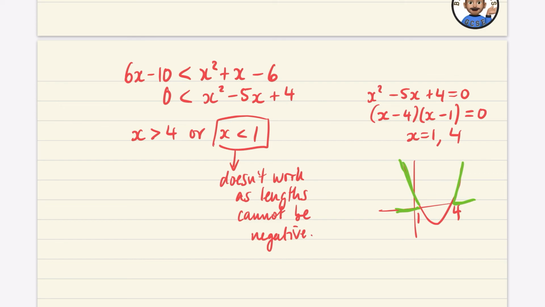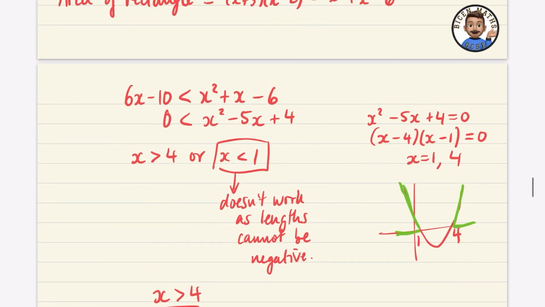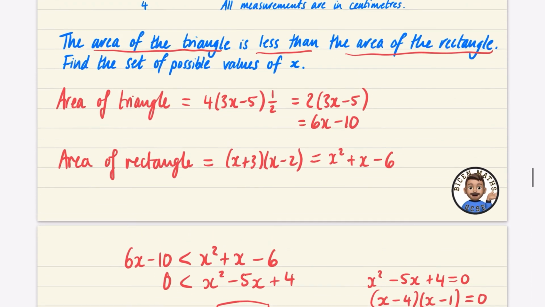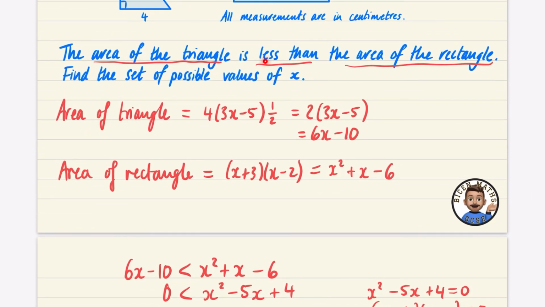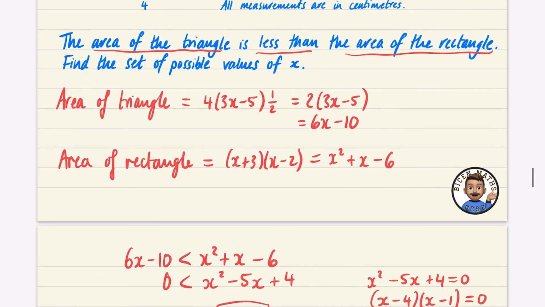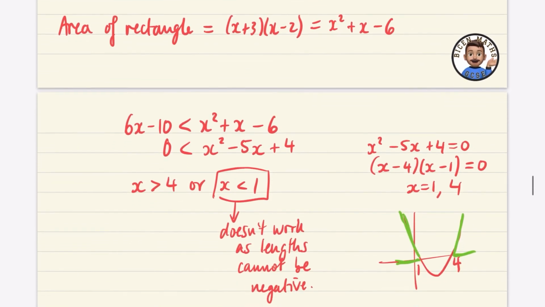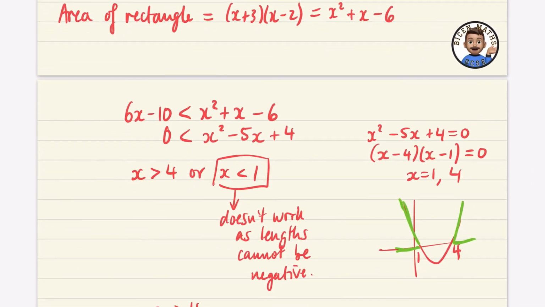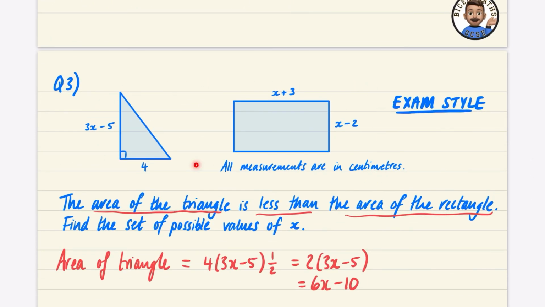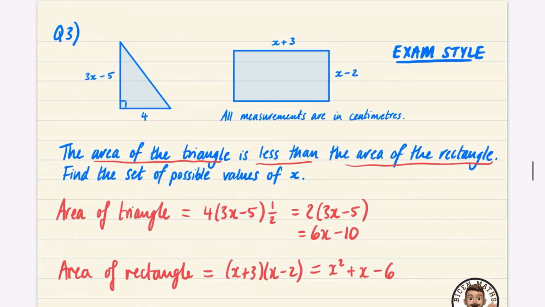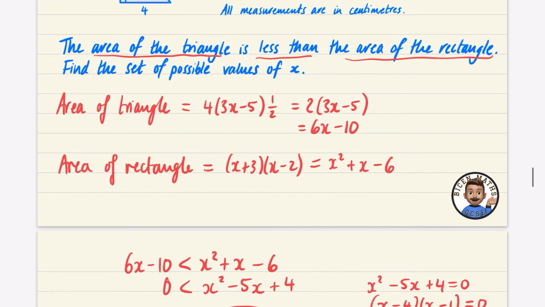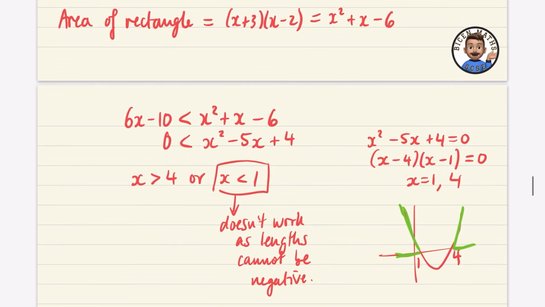So the answer to this question is the set of possible values of x is that x has to be greater than 4. That's the only way that the area of the triangle will be less than the area of the rectangle. Okay, it has to be only this one, because this part doesn't make sense in the context of the diagram that we've got here. So it's always worth checking that, because that could be the difference between that final mark getting it and not getting it. Okay, so that's everything on quadratic inequalities.